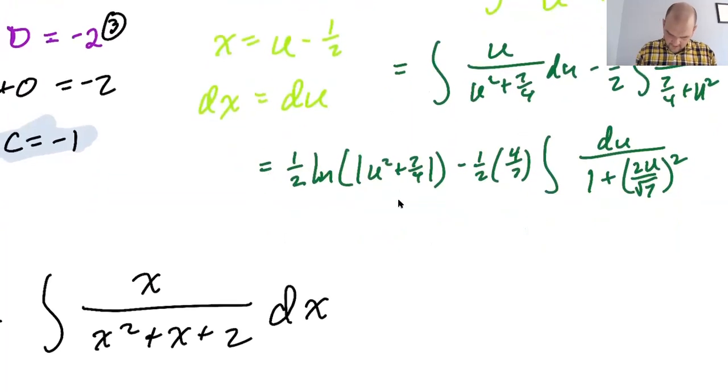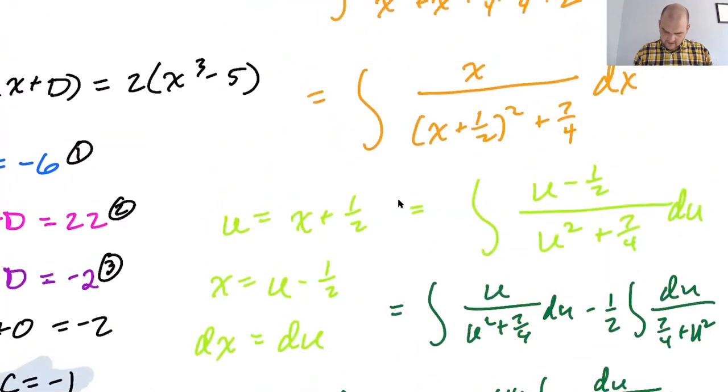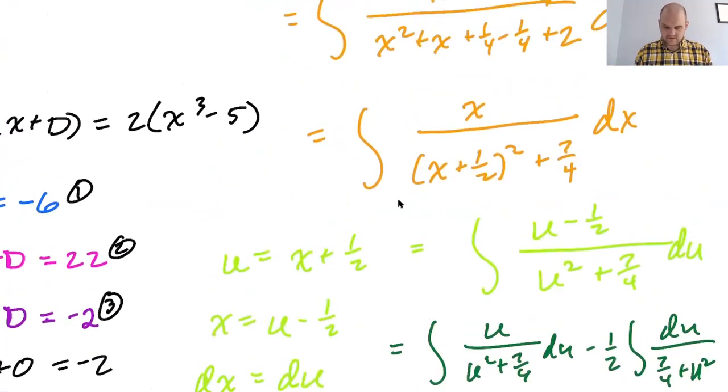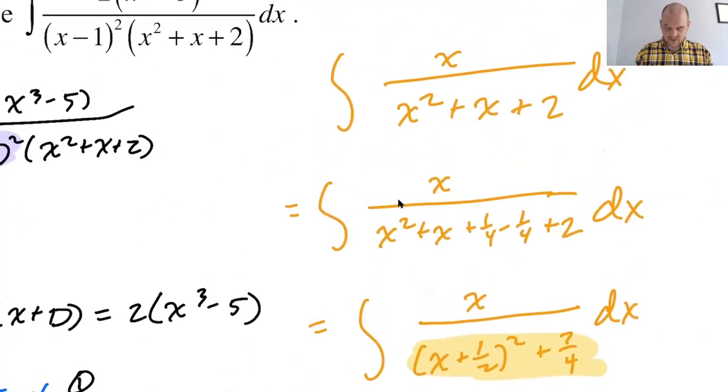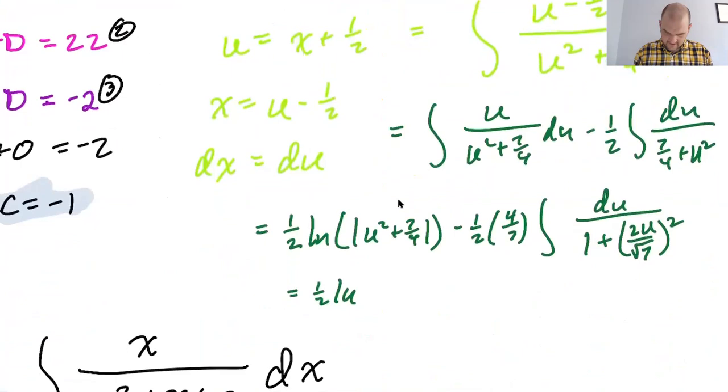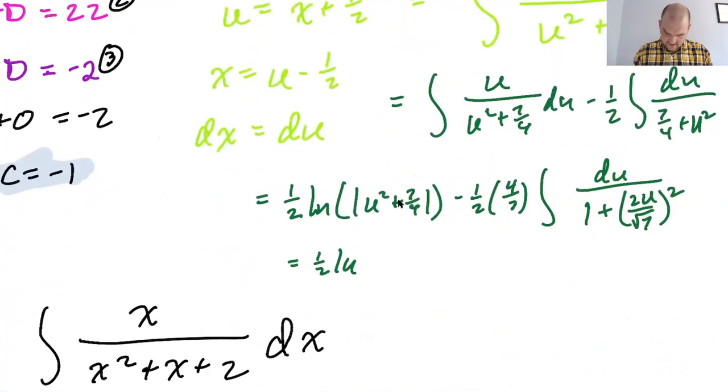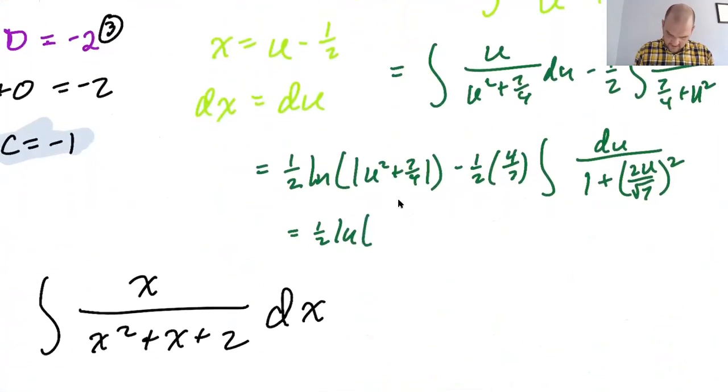All right, so this is 1/2 the natural log. If you go way back, this denominator here is the same as this denominator, which is the same as this. That's just x squared plus x plus 2. So I'm going to go back to that right now and say this is the absolute value of x squared plus x plus 2. And then this is minus 2/7.